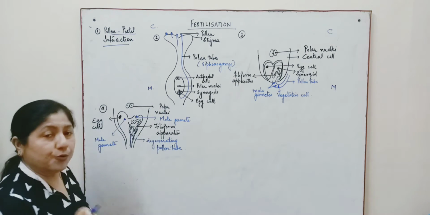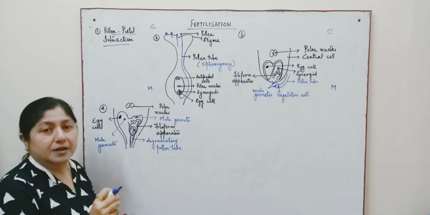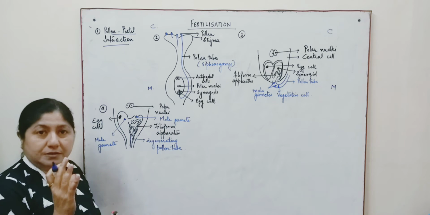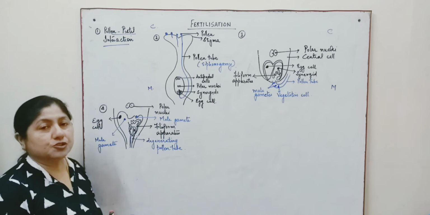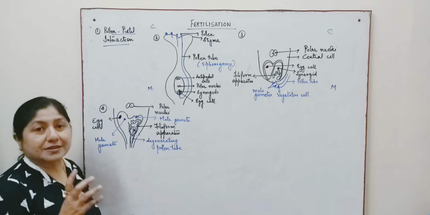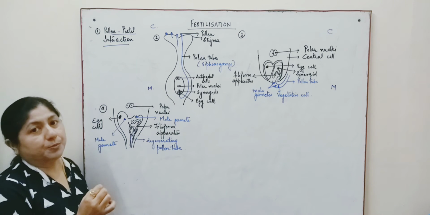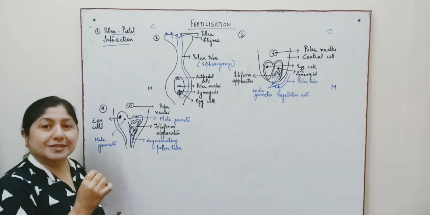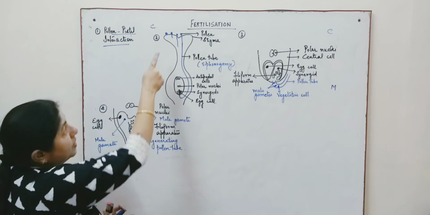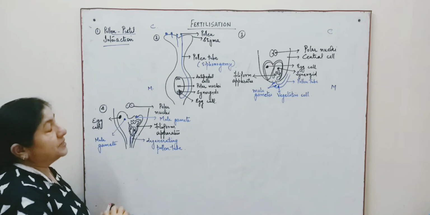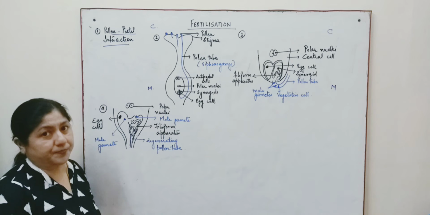Now, when the pollen grain lands onto the pistil, that is the stigma, there are certain conditions under which only the pollen will be able to germinate, and that reaction enables the pollen grain to develop the pollen tube. So the time from which the pollen grain lands onto the stigma of the flower and develops a pollen tube is known as pollen pistil interaction.